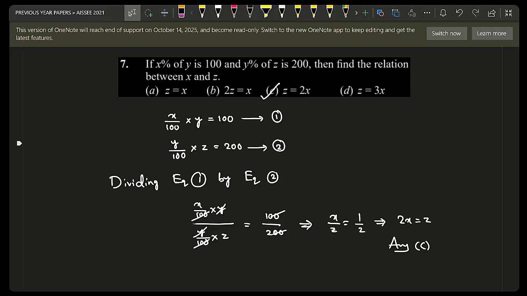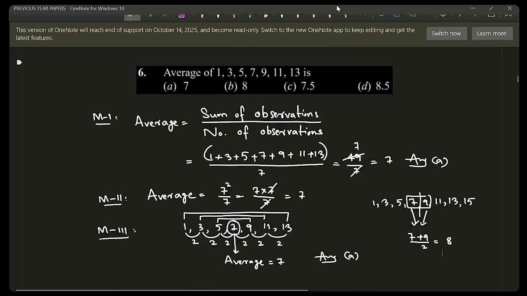Yes, Abhiday? Adit, do you have any doubts? Adit? Yes, sir, sixth question. Sixth question, I explained all the three methods again, right? What is your doubt? Sir, method 3.